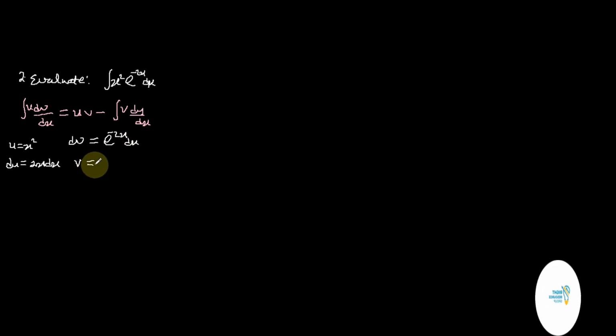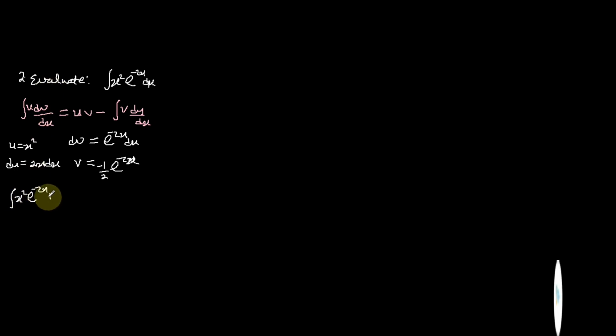Then that means integrating e^(-2x), we are going to have minus 1 over 2 e^(-2x). So this is what we have. So let's substitute these values in our formula. Substituting these values in our formula, we are going to have the integral of u dv, which is x squared e^(-2x) dx, to be equal to uv. This is u, and for v we have minus x squared over 2 e^(-2x).